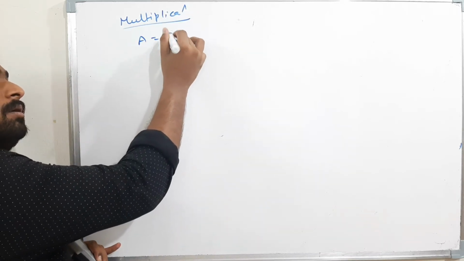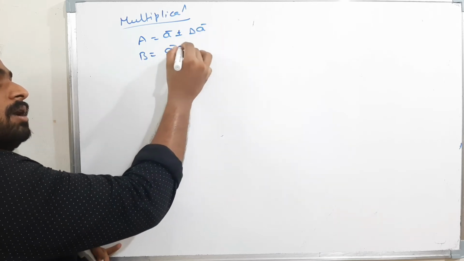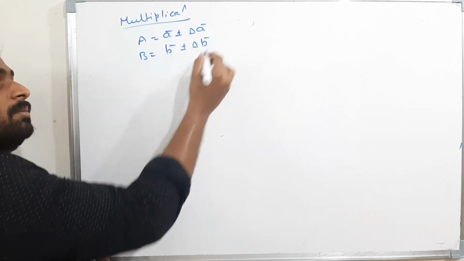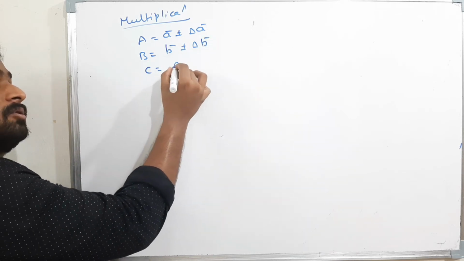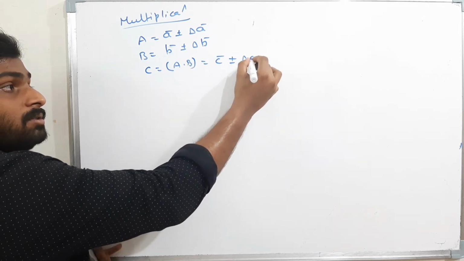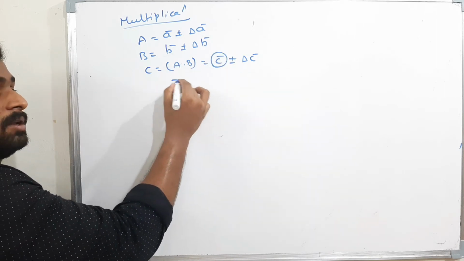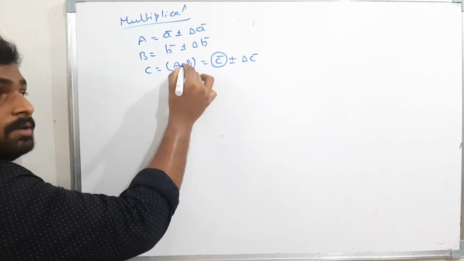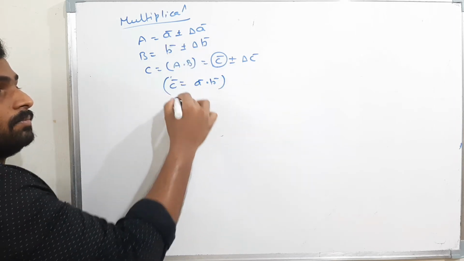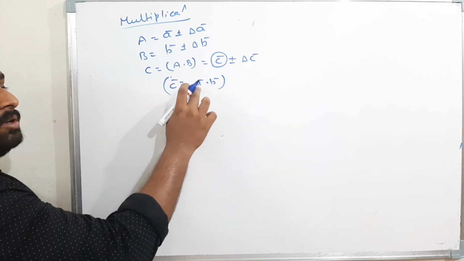A is equal to A bar plus or minus delta A bar, and B is equal to B bar plus or minus delta B bar. Now they told to find C, where C is equal to A into B, which I represent in the form of C bar plus or minus delta C bar. Now C bar will take the actual operation, which is multiplication. Therefore C bar is equal to A bar dot B bar.